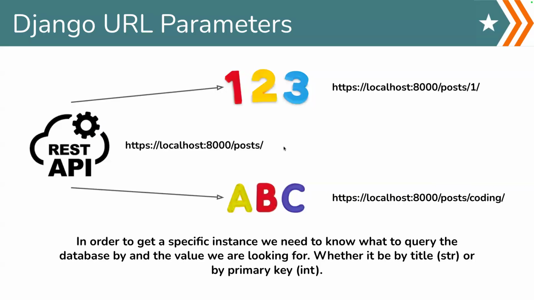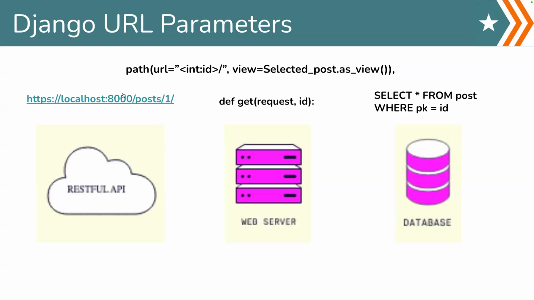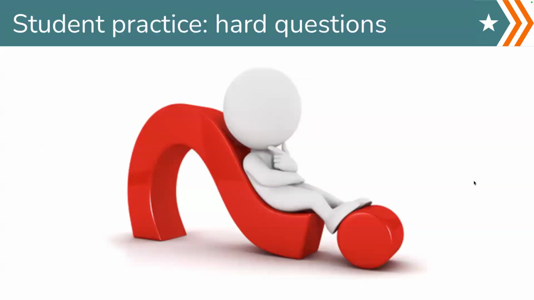So for getting an instance, in Django URLs, we have the parameter where we can either pass in a string or we can pass in integers. Now, in order to get a specific instance, we need to know what to query the database by and the value we're looking for, whether it be by title or by primary key. Okay, so there we can see the RESTful API convention. The argument that gets passed into the actual view will be the ID, and then the select query that happens is where the primary key is equal to ID. Does anyone have any questions about that so far?